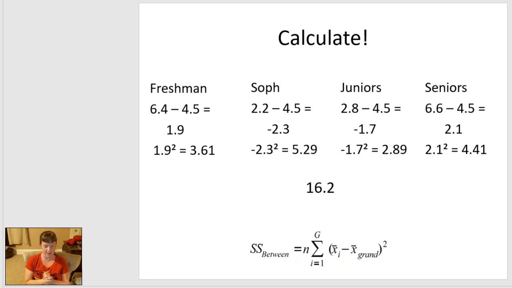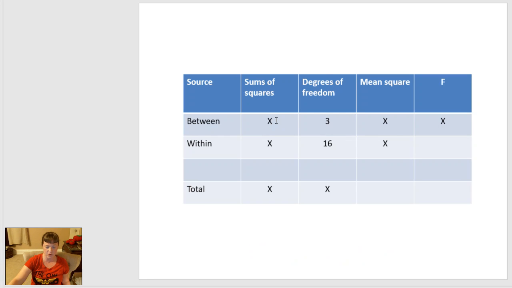And that's exactly what I've done here. The sum of 3.61, 5.29, 2.89, and 4.41 is 16.2. And my last step is to multiply this by 5, because that is the individual group sample size. I'm amplifying it by how many people were in each group. And that is 81. So my sums of squares between is 81. And now I just put that on my source table.